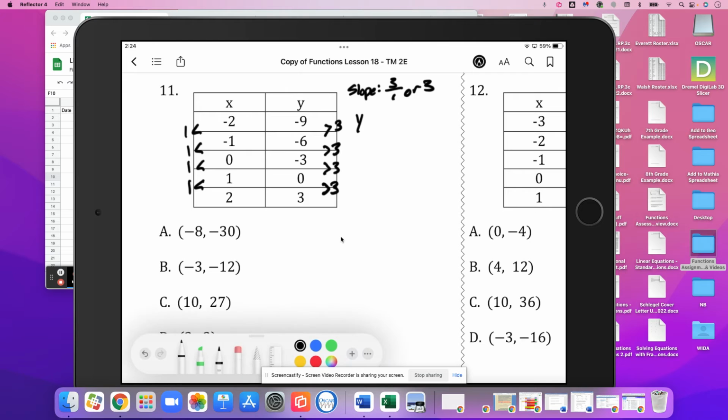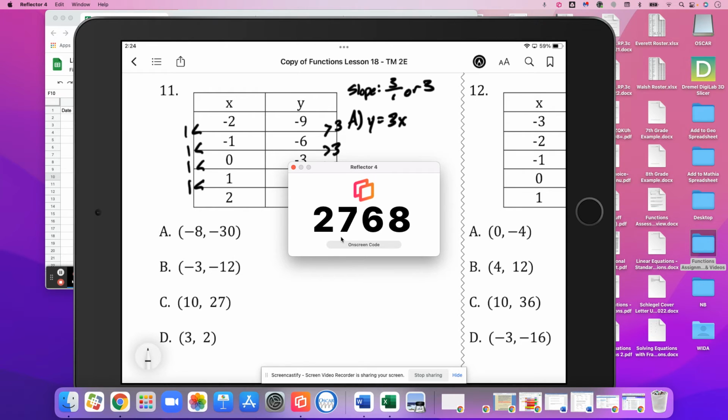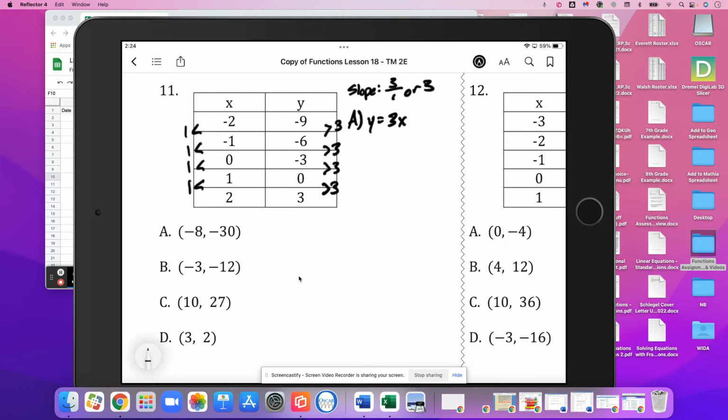So we'll test point A right here. Y is equal to 3x, and our y-intercept is negative 3. So we'll test negative 30 equals 3 times negative 8 minus 3. Negative 30 equals negative 24 minus 3. The answer is going to be no. Negative 30 is not equal to negative 27. So A does not satisfy the function.